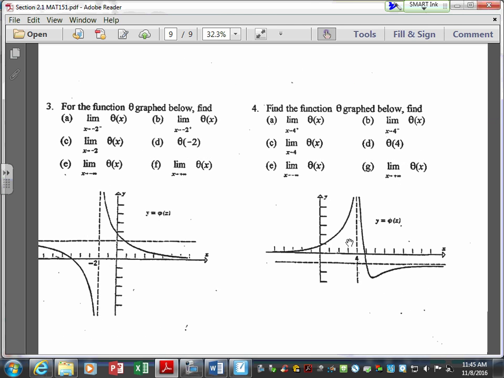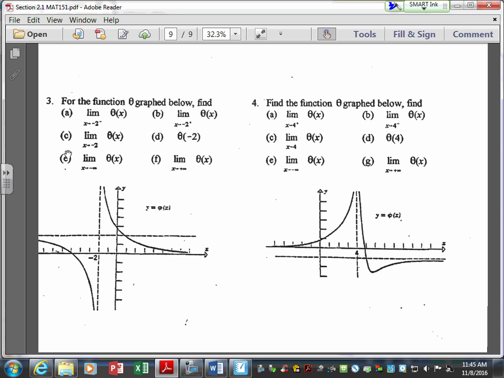Alright. Two more down here. Now we'll just say theta. Don't let it throw you off. Different notation, different values. Still the same idea, same concept. The limit of theta of x as x approaches negative 2 from the left. What about it? Does not exist. What about negative 2 from the right? Does not exist. So what about the function in general? Does not exist.